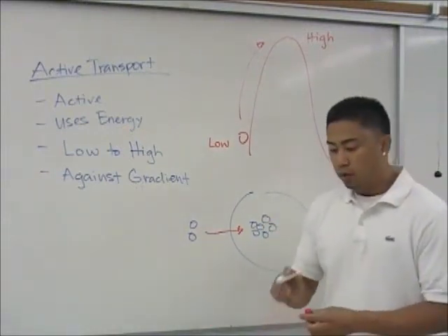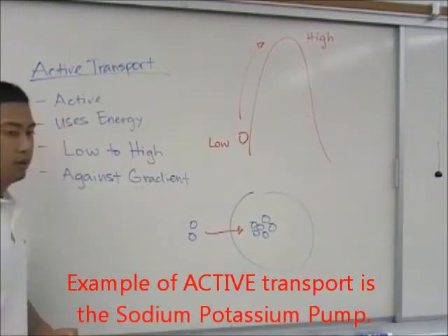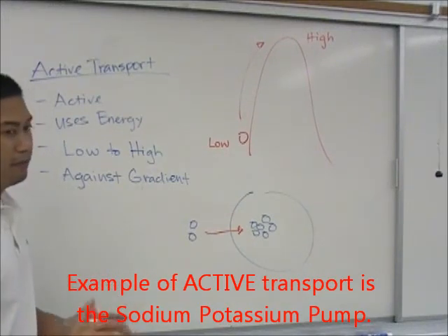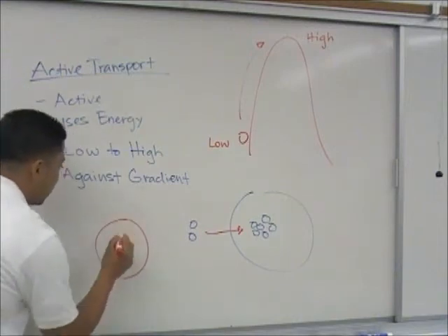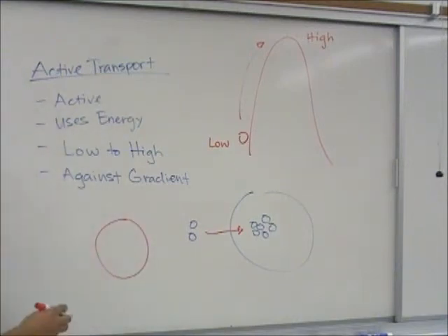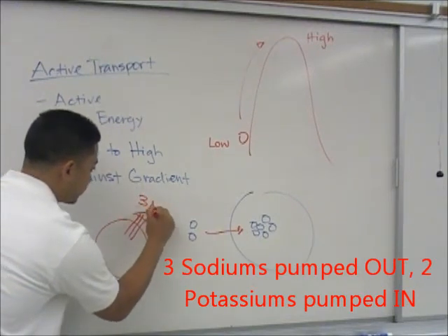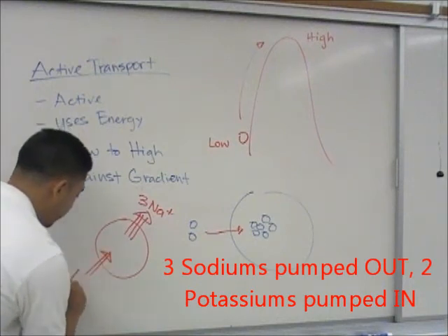Okay. What's a primary example of this type of transport in the body? Well, that would be the sodium-potassium pump. You guys don't know about that yet, but you will need to know that later in your profession. So with the sodium-potassium pump, we have 3 sodiums being pumped out for every 2 potassiums that are pumped in.